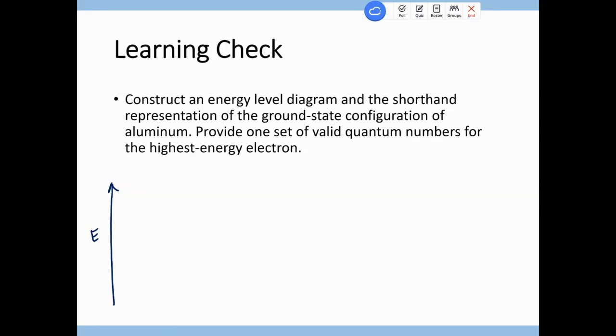And then provide one set of valid quantum numbers for the highest energy electron. So a set of 4 quantum numbers that describe the highest energy electron here. I'll give you all some time to work on this before we go through it together.